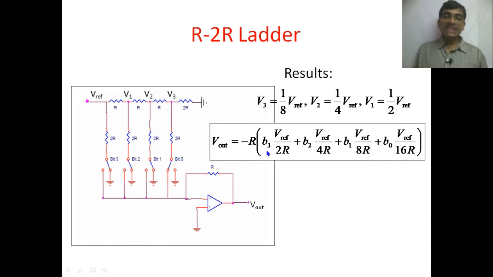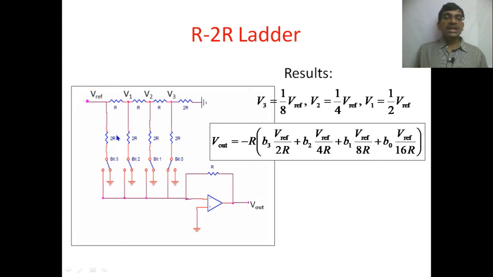If that bit is equal to 1, then this term will be present, otherwise it will be equal to 0. So here B3, B2, B1, B0 are the binary bits. If the binary bit is equal to 1, then the term is present, otherwise it is 0, to eliminate this term from the output voltage equation. Therefore B3 into V reference voltage divided by the resistance 2R.